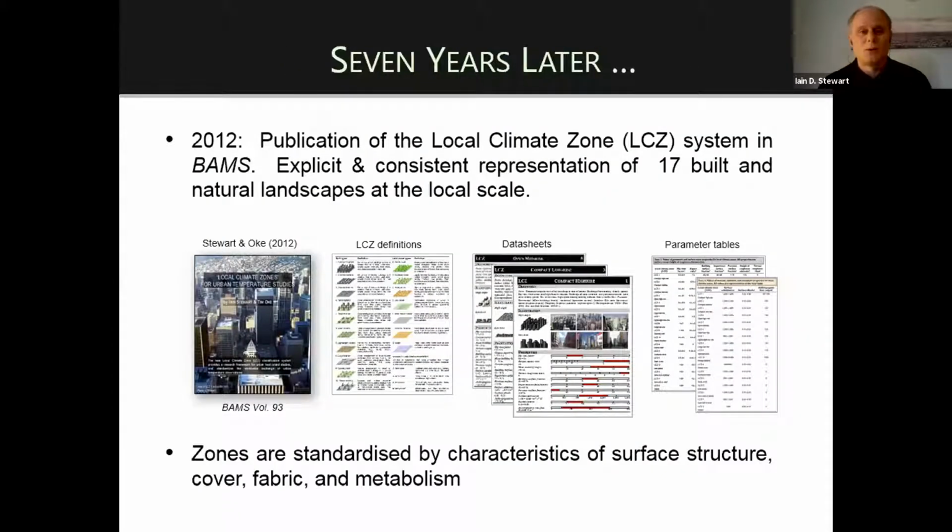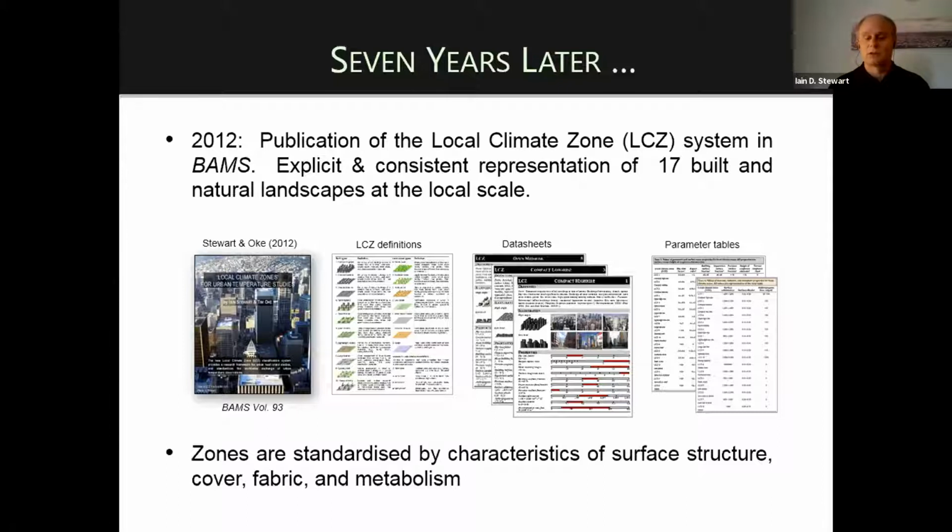Jumping ahead over about seven years of methodology takes us to 2012. That's when the scheme was published in the Bulletin of the American Meteorological Society. It attempts to be an explicit and very consistent representation of built and natural landscapes at the local scale, and we arrived at 17 classes in total. We felt this was a sufficient balance between the complexity represented in those sites and the simplicity of its use.